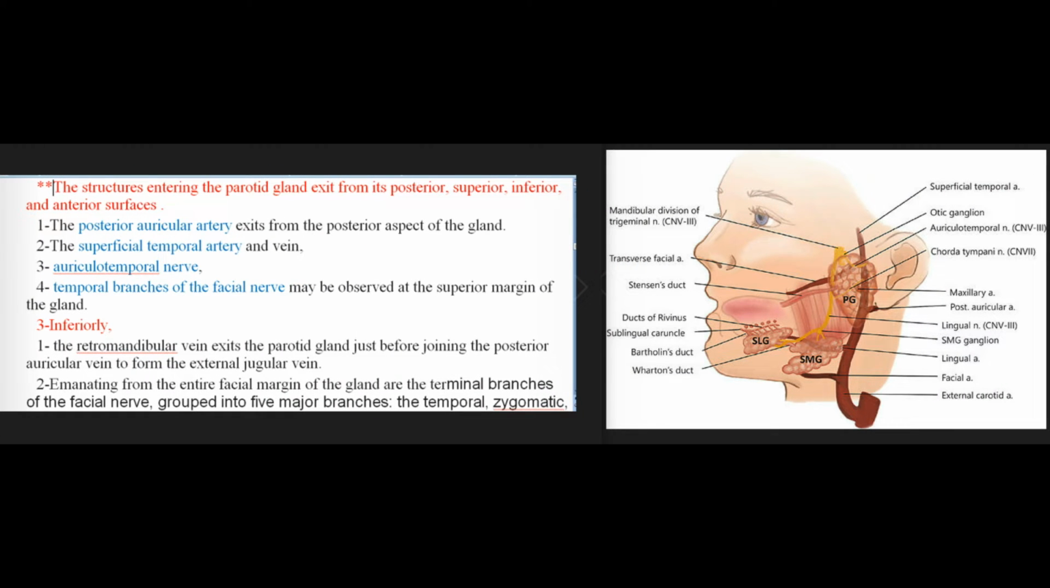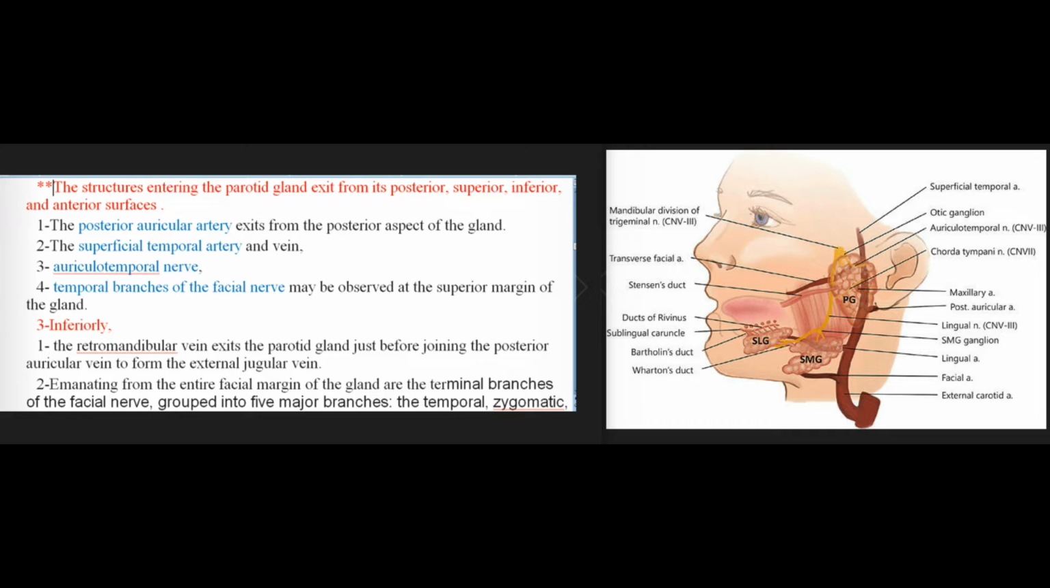The structures exiting the parotid gland leave from its posterior, superior, inferior, and anterior surfaces. 1. The posterior auricular artery exits from the posterior aspect of the gland. 2. The superficial temporal artery and vein. 3. Auriculotemporal nerve. 4. Temporal branches of the facial nerve may be observed at the superior margin of the gland.